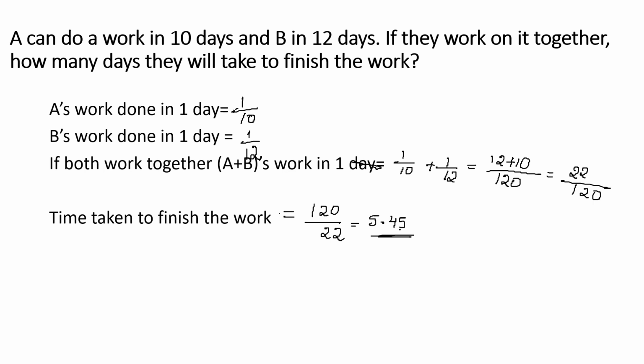So this is one way of simplifying, or you can also convert this into decimal. Like say 1 by 10 you have to convert into decimal, and 1 by 12 also you have to convert into decimal. Then you have to add that. Then after adding you have to take the reciprocal of that.